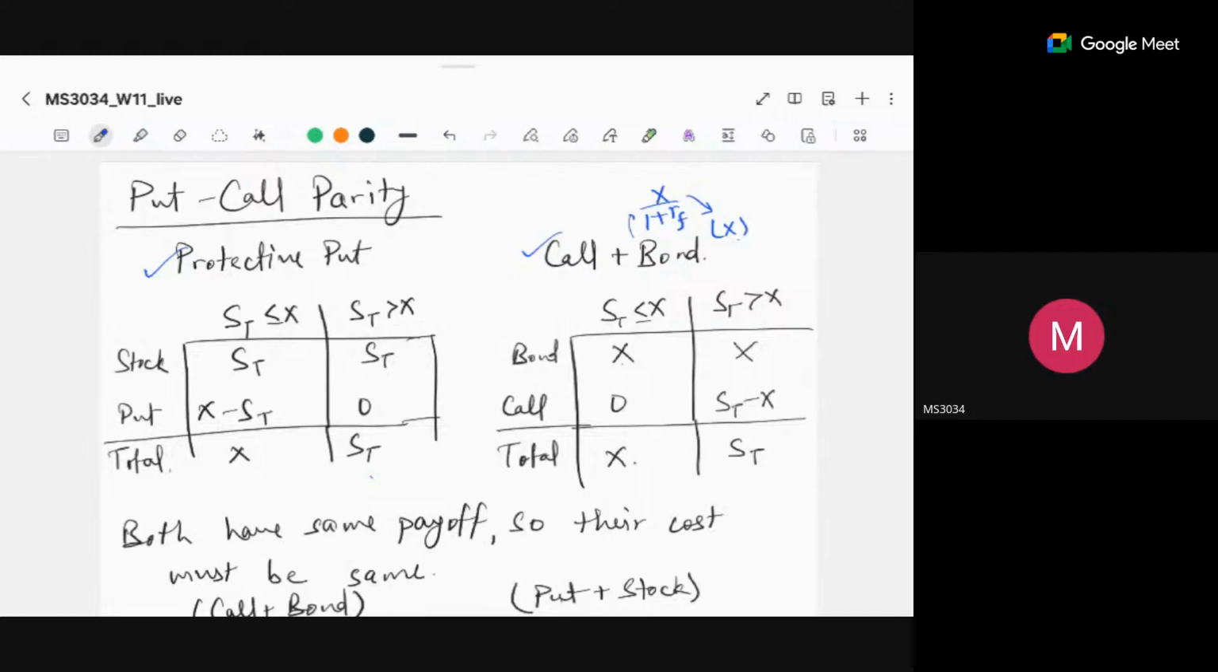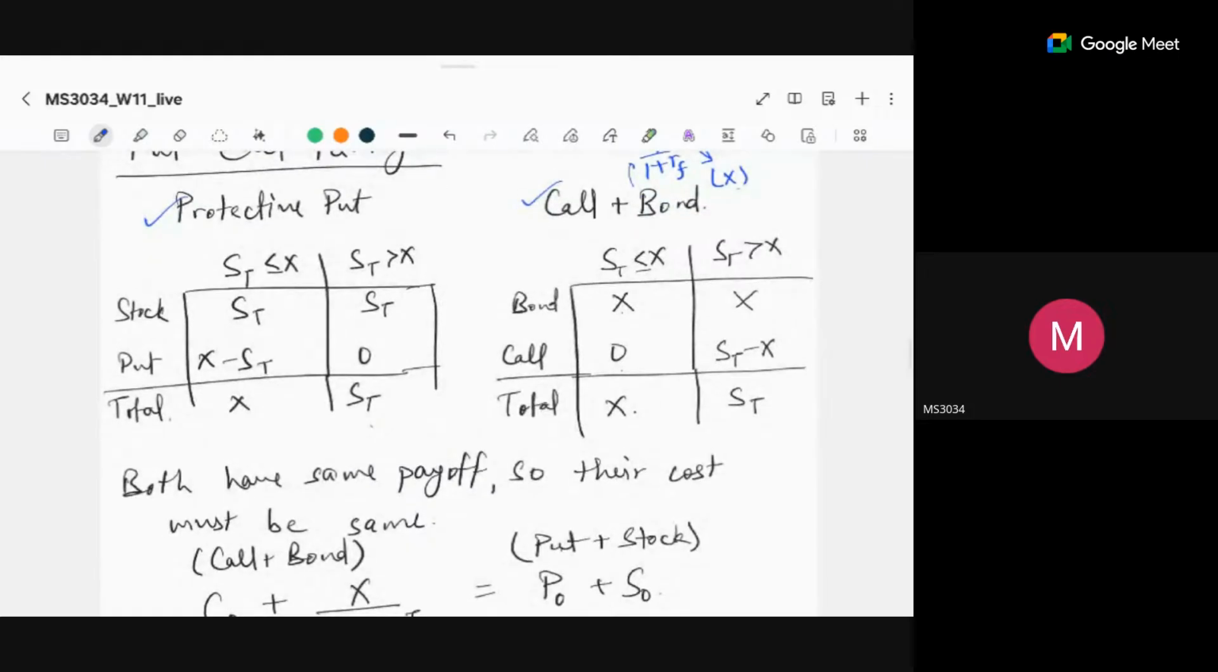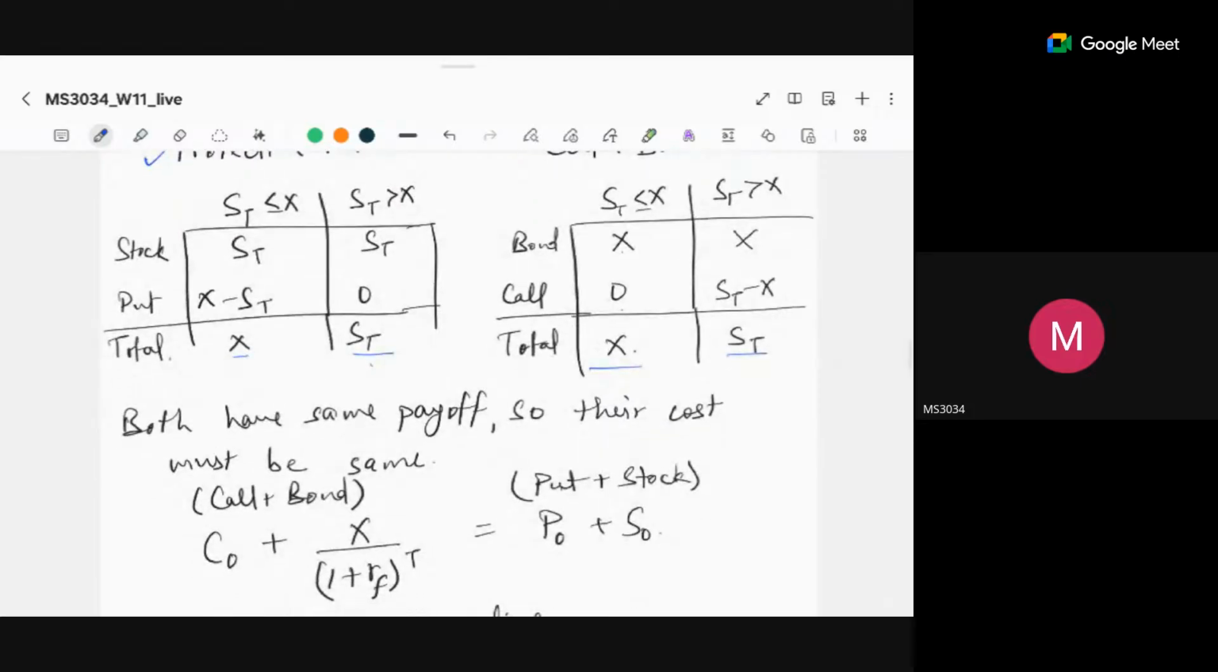And for the call option, if ST is less than the exercise price, then the payoff is 0. If it is more than this, then it is ST minus X. So these two portfolios have the same payoffs in all the cases. We have covered all the cases. So both have the same payoff.